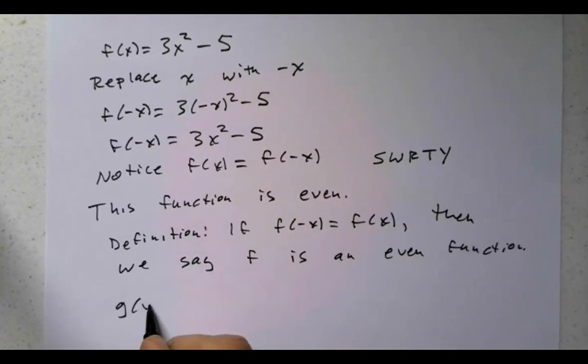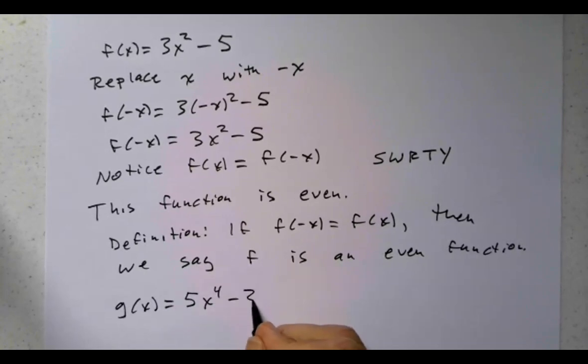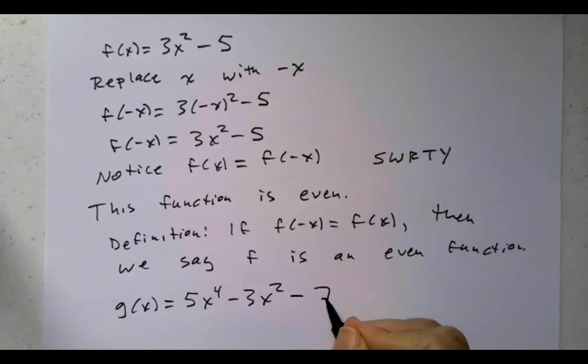So here's an example of another even function: 5x to the 4th minus 3x squared minus 7, where the constant 7 is 7x to the 0. All of the coefficients can be positive or negative, but all of the exponents on the variables have to be even numbers. If that's the case, we're going to have an even function. So again, an even function will be a function that is symmetric with respect to the y-axis.